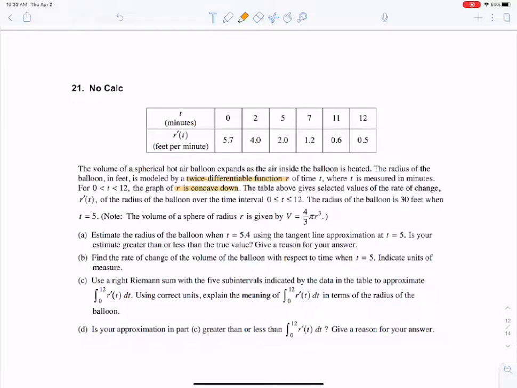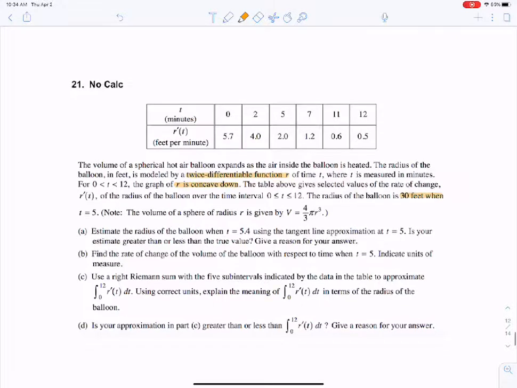The table above gives selected values of the rate of change, so actually, I don't need to highlight that, of r prime, of the radius of the balloon over time 0 to 12. The radius of the balloon is 30 feet at time 5. So they gave us a point, they gave us the point (5, 30). Okay? And then they gave us a volume thing.